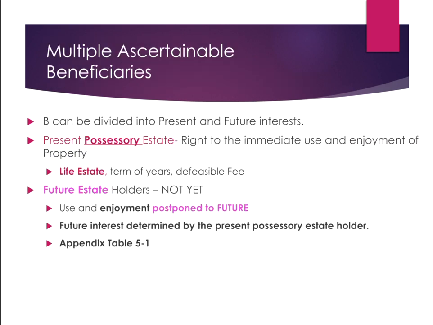All right, so every trust that's set up for multiple generations has both present possessory estate holders and future interests. A present possessory estate holder is like a life estate. They have the right to the immediate use and enjoyment of the property right here and now. Future estate holders, their use and enjoyment is postponed to some time in the future.